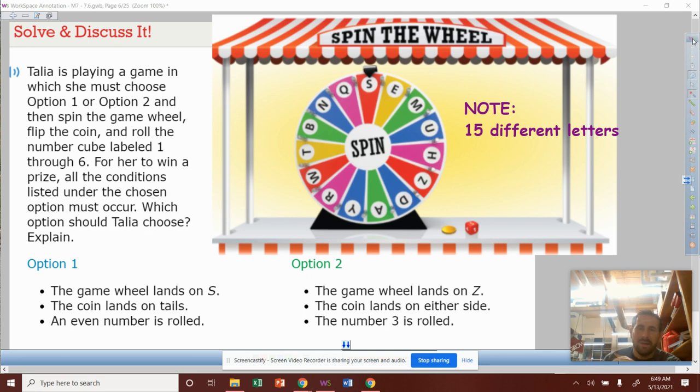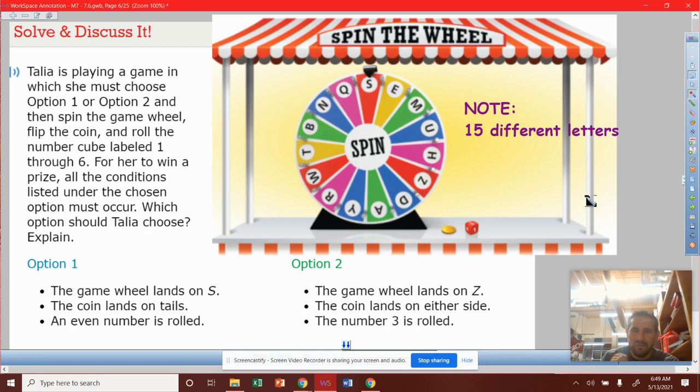So with this spinner that she's got to do, there's 15 different letters. So instead of you trying to count this, I'm just putting it here, there's 15. So option 1, the game wheel lands on an S. So that's a 1 out of 15 chance, right? And then the coin lands on a tail. That's a 1 out of 2 chance. And then an even number is rolled on a number cube. Well, there's 3 even numbers out of 6. So that's another 1/2 chance.